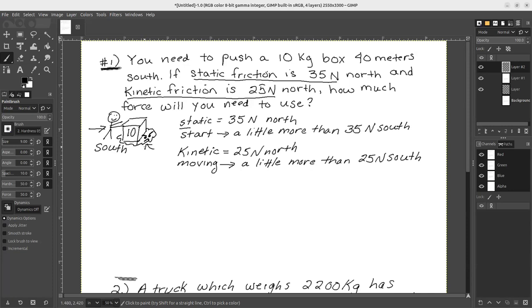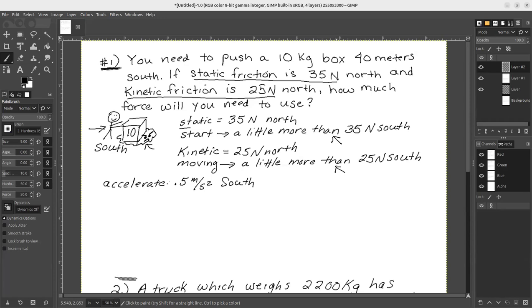Now, what if you got tired of just pushing it a tiny little inch at a time along the floor, and you want to accelerate it a little bit faster? So if we want to accelerate it at, say, half of a meter per second squared south, we're going to have to add whatever force it needs to accelerate it into what we needed here and what we needed here.